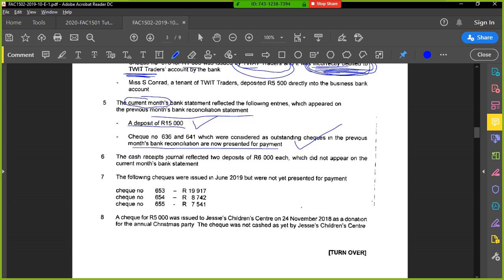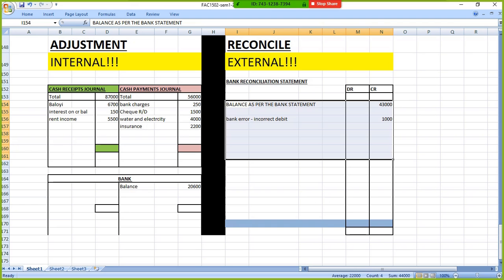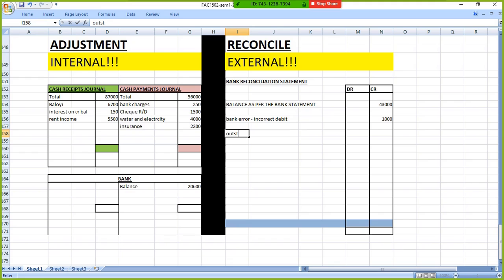Number 6. The cash receipts journal reflected 2 deposits of 6,000 each, which did not appear on the current month's bank statement. Just to reconcile. Good, outstanding deposits. Do you agree? We've got 2, number 1 and number 2, both 6,000 each.